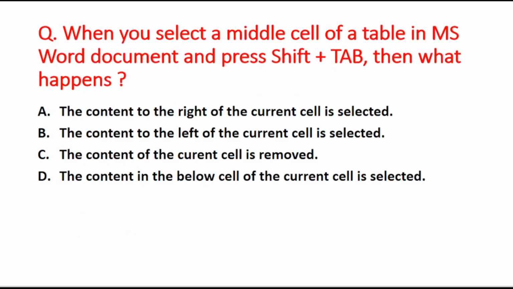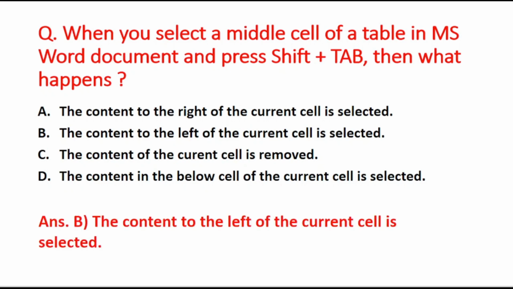Next question is, when you select a middle cell of a table in MS Word document and press Shift plus Tab, then what happens? Your A option is the content to the right of the current cell is selected, B option is the content to the left of the current cell is selected, C option is the content of the current cell is removed, and D option is the content in the below cell of the current cell is selected. So the right answer is option B, that is the content to the left of the current cell is selected. Okay.